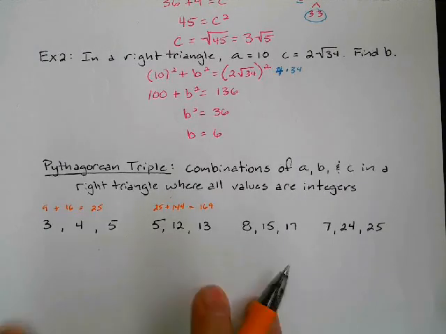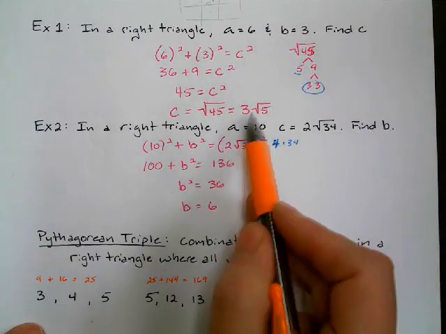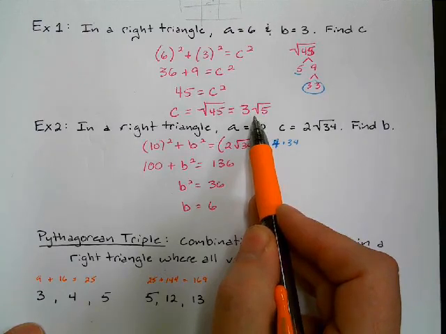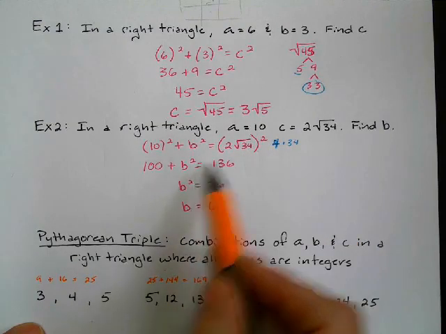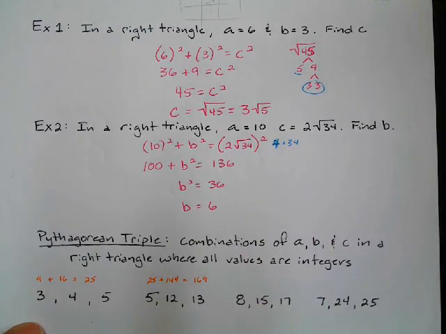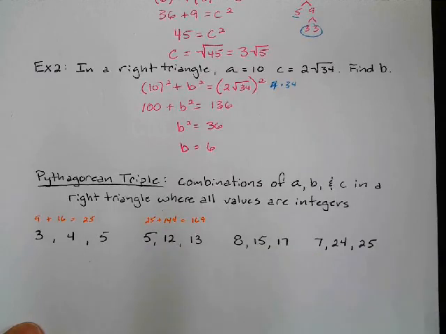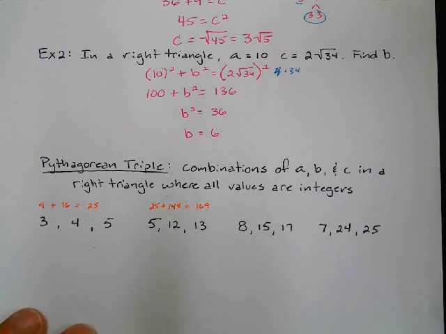Notice up here, we weren't getting whole numbers all the time. We had 6, 3, and then 3 root 5. So that's not a Pythagorean triple. Over here, we had 10, 2 root 34, and 6. So that's not a Pythagorean triple. So these are values where we're always going to get whole numbers that fit in the Pythagorean theorem.